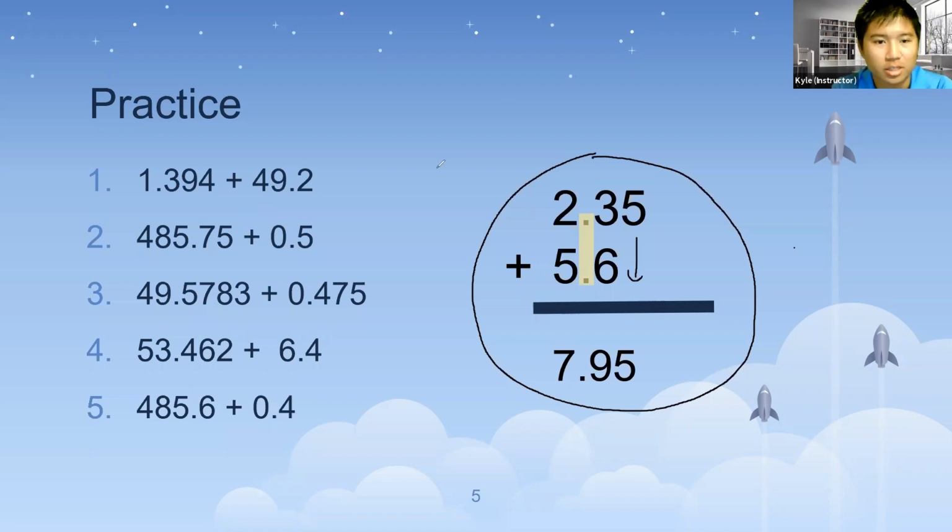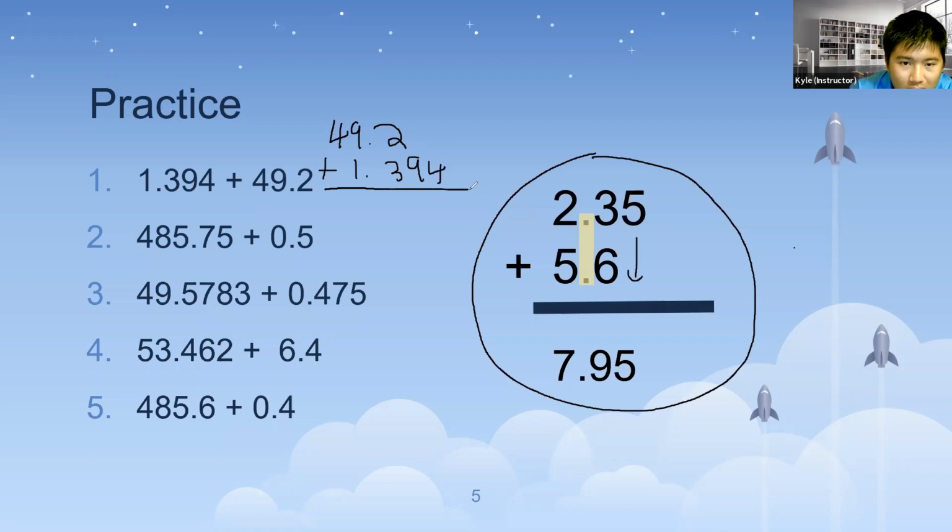Okay, I think most of you guys are done. So let's do the first question then. So we have 49.2, and we add that with 1.394. You see how I order the decimal places straight down, and this allows me to make sure that I add the digits correctly. Else I may add the 2 with the 4 or the 9 with the other 9, so it will mess up my addition. So this is a way that you can make sure that you have the right addition down.